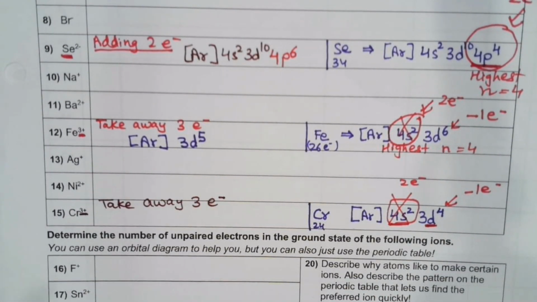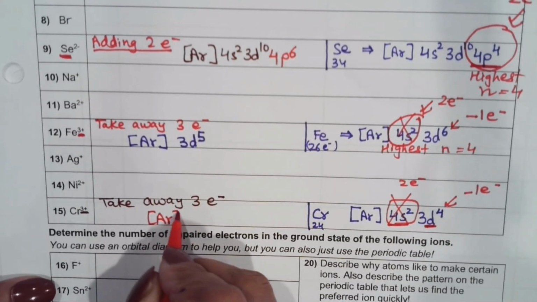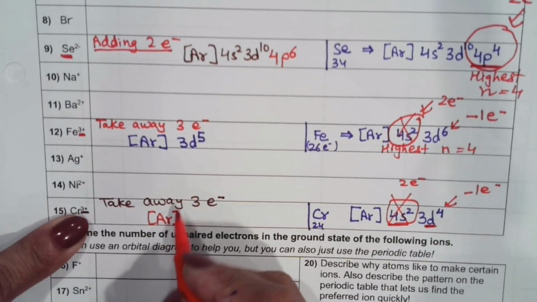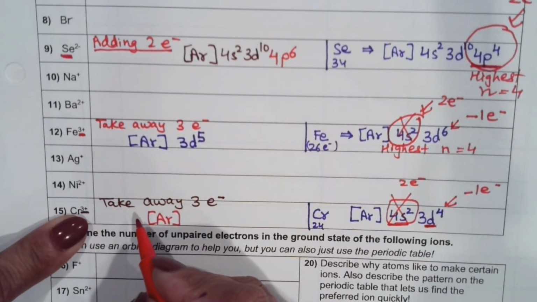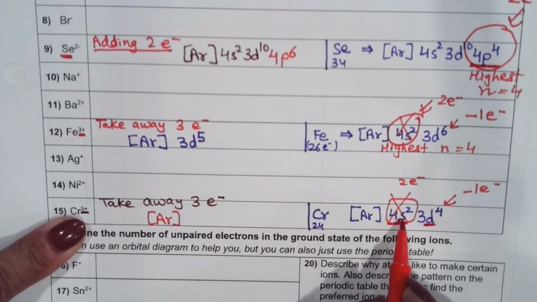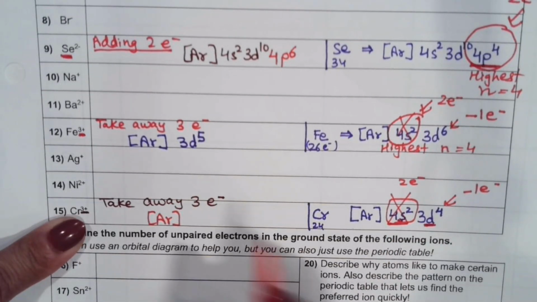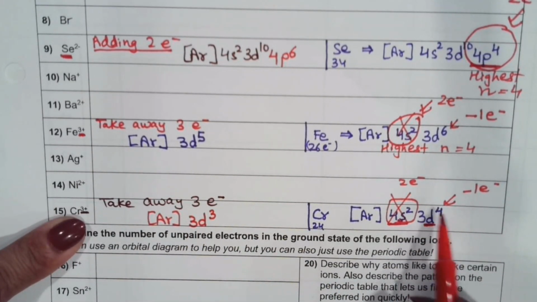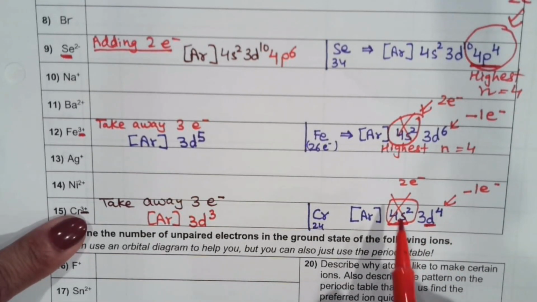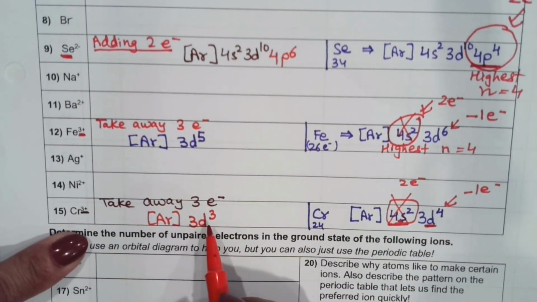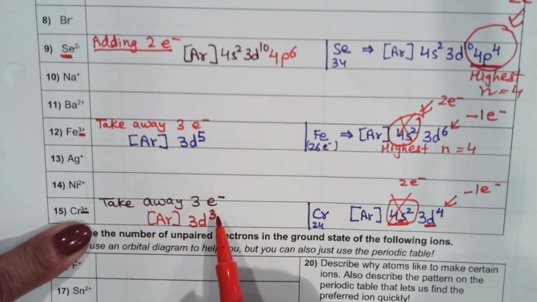So what will be the configuration? We still have argon. The noble gas does not change when you're writing the noble gas configuration of ions. Same noble gas as that of the neutral atom. So this is argon. Now we took away the 2 electrons from 4s, this orbital is gone now, and 1 from the 3d. So we are left with 3d3. So 1 electron gone from the 3d orbital after we took away the 2 from the 4s orbital. So this would be the noble gas configuration of chromium 3 plus.